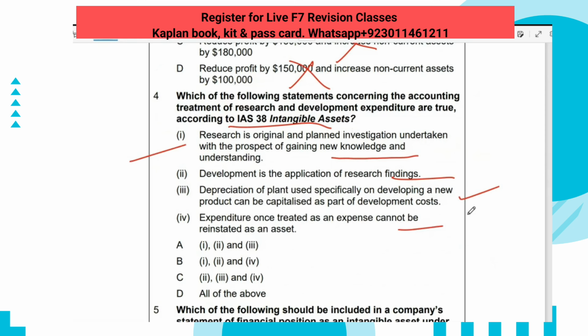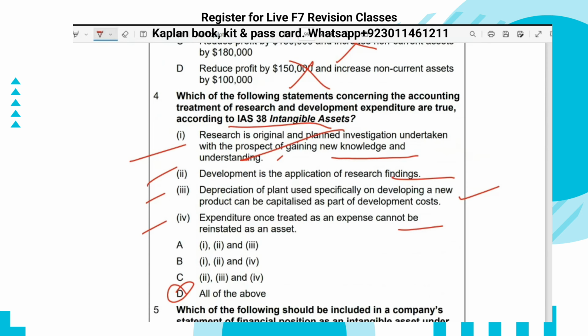They are asking which statements are true according to IAS 38. Research is original and planned investigation undertaken with the prospect of gaining new knowledge and understanding. Only this is not fulfilling this area. The other two fulfill this area. So in this way, for question 4, option D is your correct answer: all of the above.